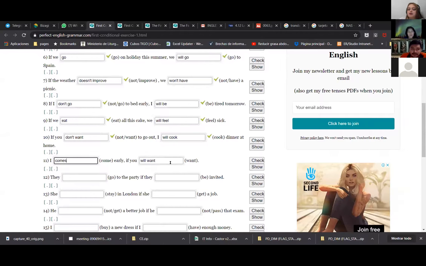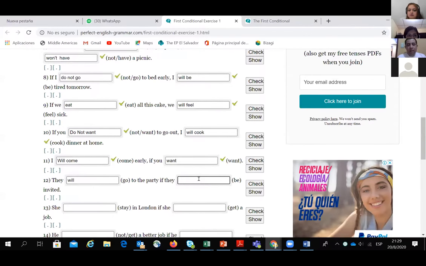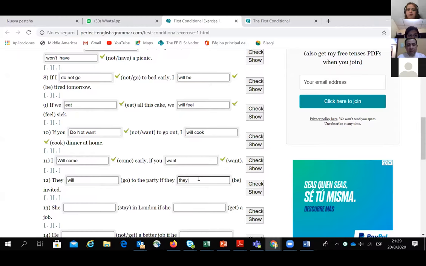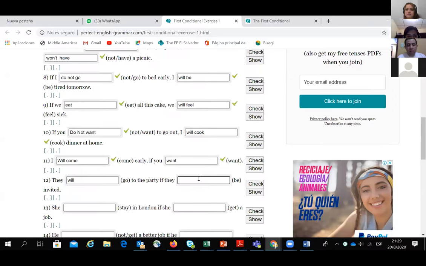No, remember, you need if with present, and then will. So this has to be will. Ah, yes, teacher. Never use if with will. Exactly. I will come. Never use if with will. If they be... They will be. No. If they. Zero conditional and third conditional.